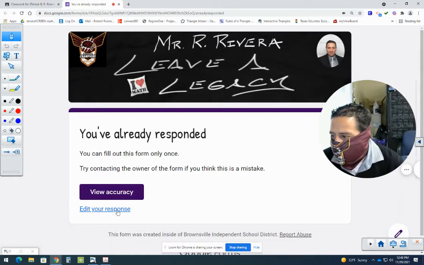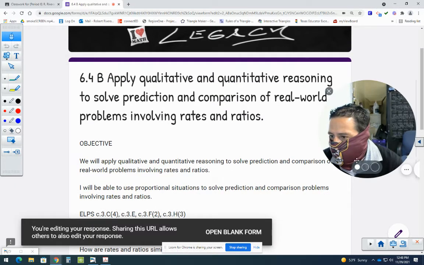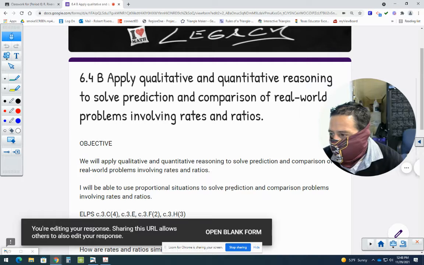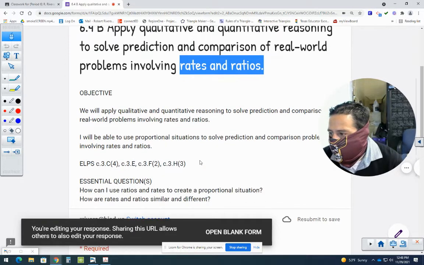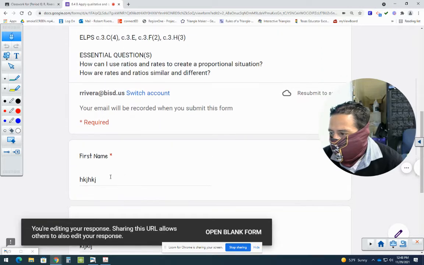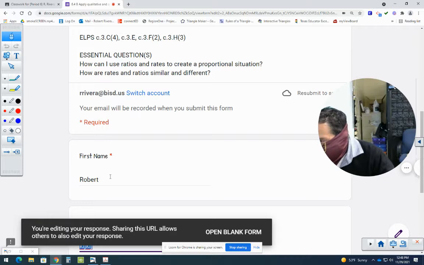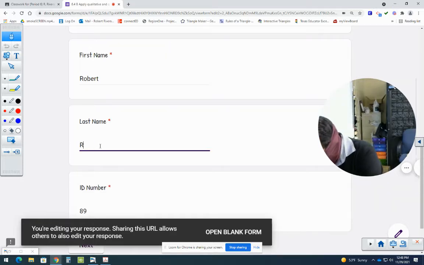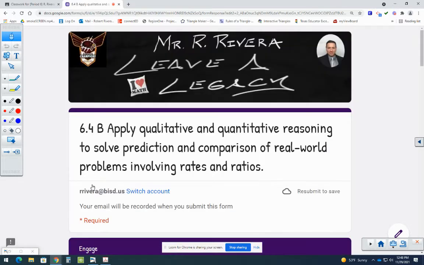So we're gonna go here. Now here, it tells you what you're learning for today, which we're still working with rates and ratios, right? That's our main focus. We're gonna solve this proportionally, with proportions, proportional situations. Go right here, you write your name, you will write your last name, your ID number, next.